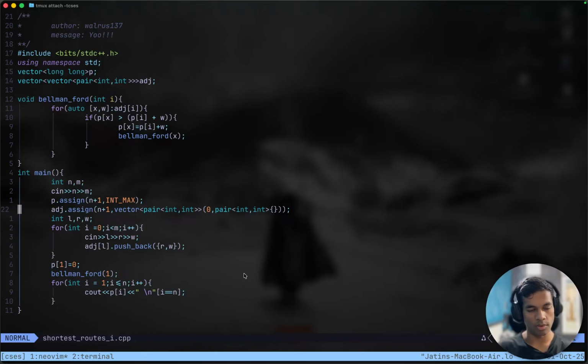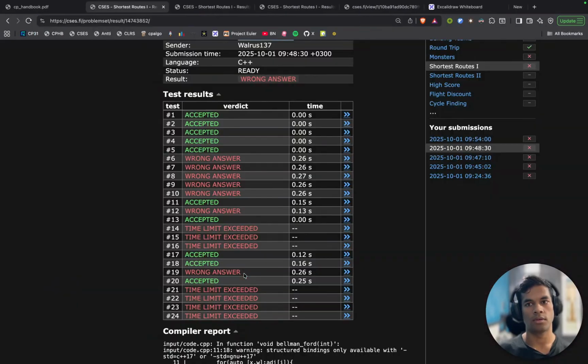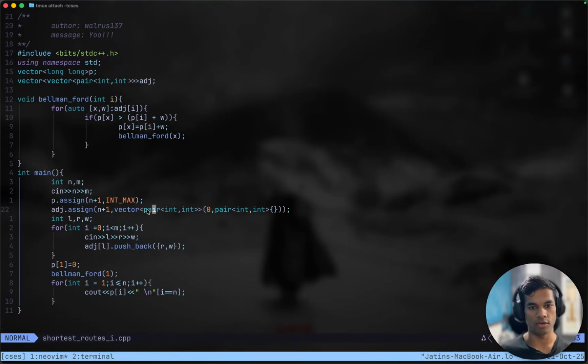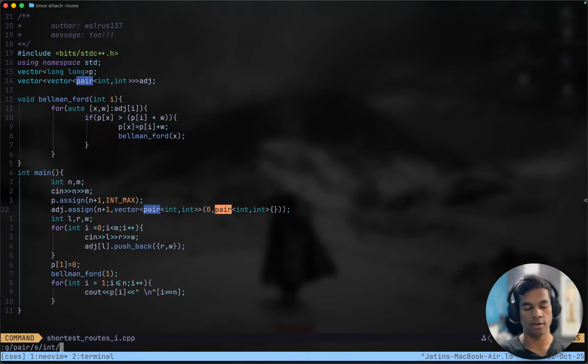Can I use the global command to run the substitute command on every line wherever a pair appears? Wherever the word pair appears, only run the substitute command on those lines. The command can be anything. Global, pair, and the command that needs to be run is substitute on these lines integer with long global.